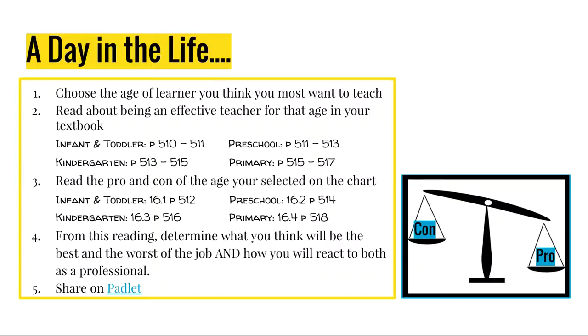Then, for each of the age levels, find the age level that you are interested in and read on this chart. So this is a little chart of the pros and cons of teaching these ages. After your readings, determine what you think will be the best part of your job and the worst part of your job. And then describe how you will react to both of them as a professional educator. Share your reactions and also what you think is the best and worst of the job by clicking here and heading to our Padlet board.